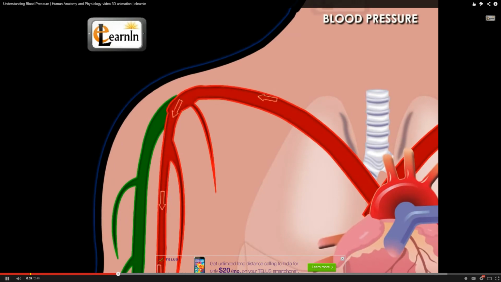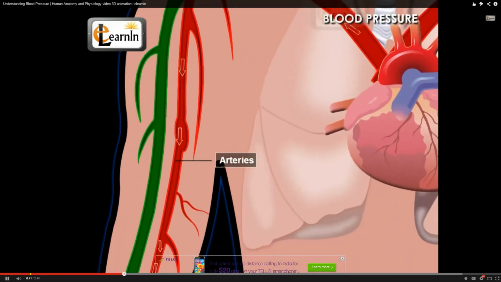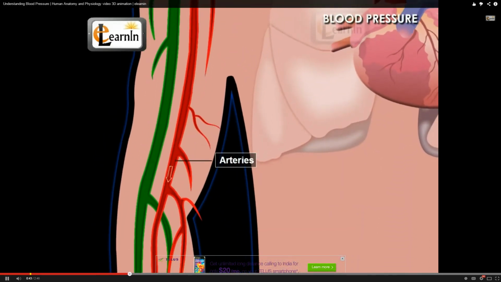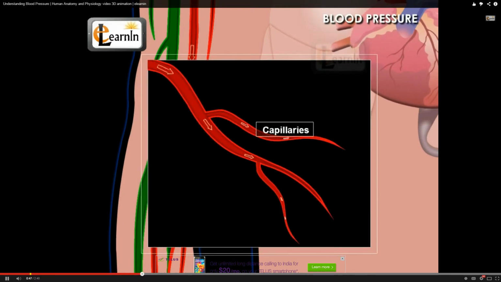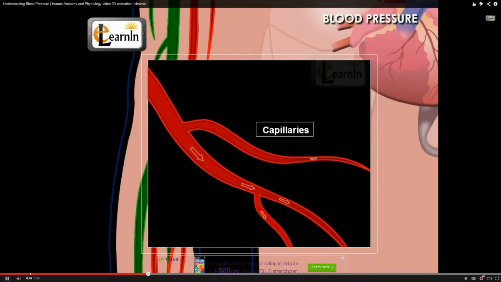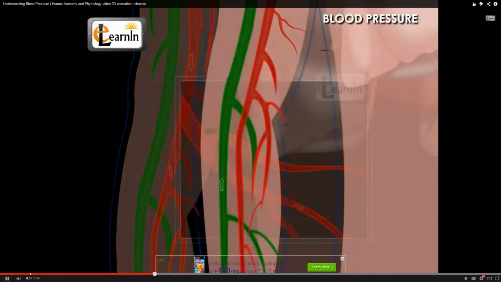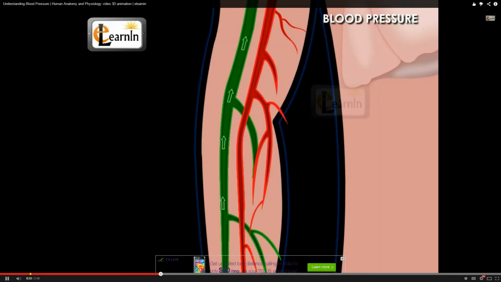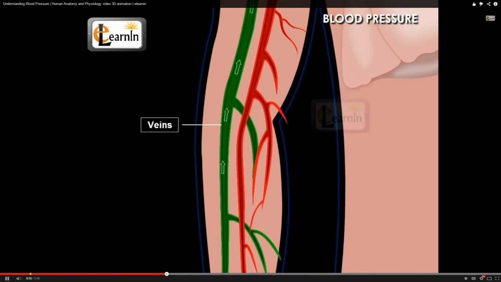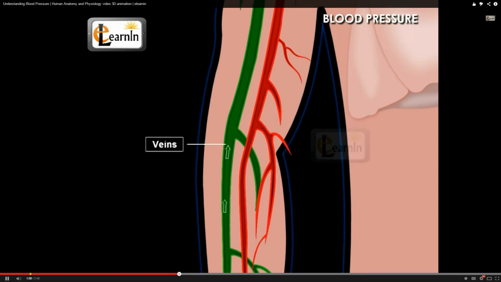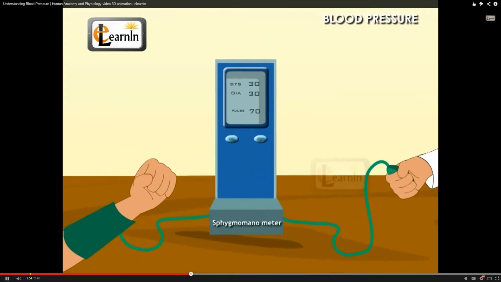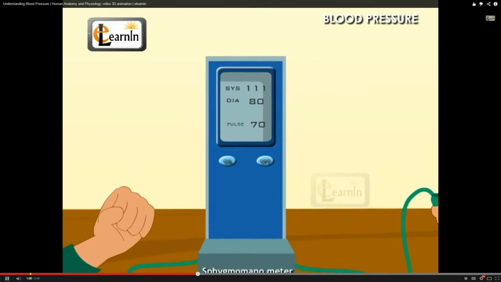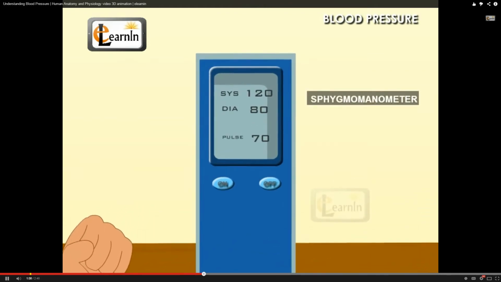Arteries receive blood from the heart, so blood pressure is higher in the artery. The blood pressure gradually decreases as blood flows into capillaries. When this blood is collected into veins, blood pressure is greatly reduced. So, blood pressure is less in the veins when compared to the arteries. Blood pressure is measured by doctors using an instrument called the sphygmomanometer.